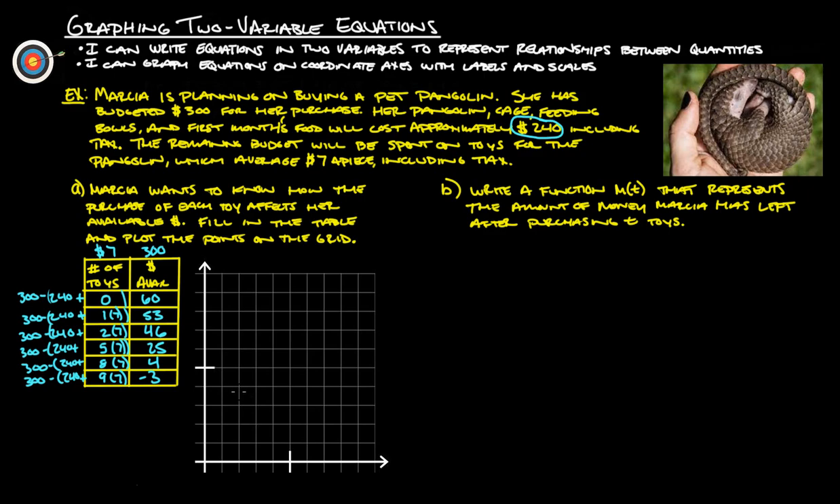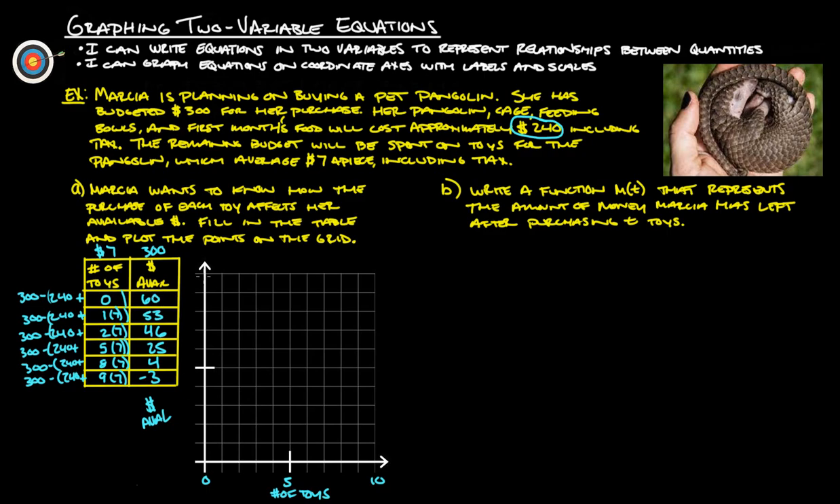Okay? Okay, so fill in a table and pull out the points on a grid. So let's see. Number of toys is our independent variable. So number of toys, let's just go 0 to 10. And then on this side here is going to be money available.